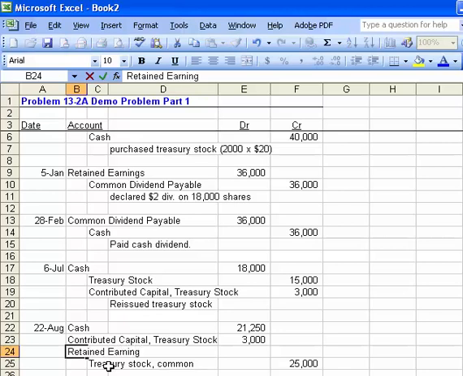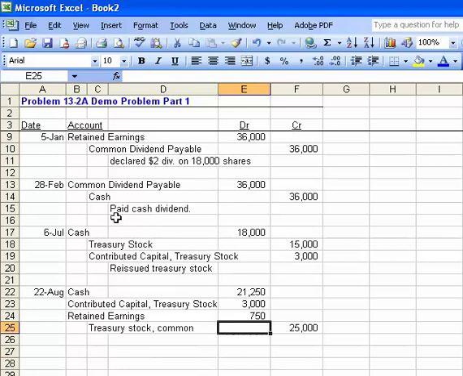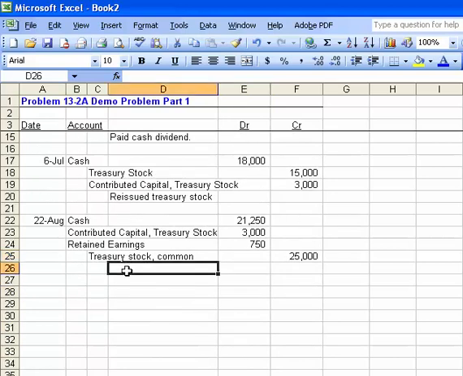Okay, and now to calculate this, this amount is simply forced. So we have equal that credit less, and I'm going to add this to that. You see what I'm doing here? I'm just doing some simple math. Slide this down so you can see it. Actually move it up so it stays in there. And now we have recorded the reissued, if I can spell it, treasury stock.